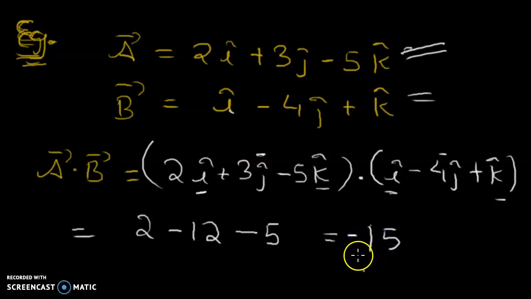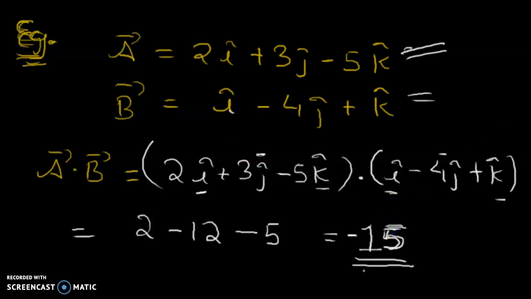Negative 15 would be the amplitude, oh not amplitude, magnitude. Okay, this is how you do the dot product in Cartesian form.